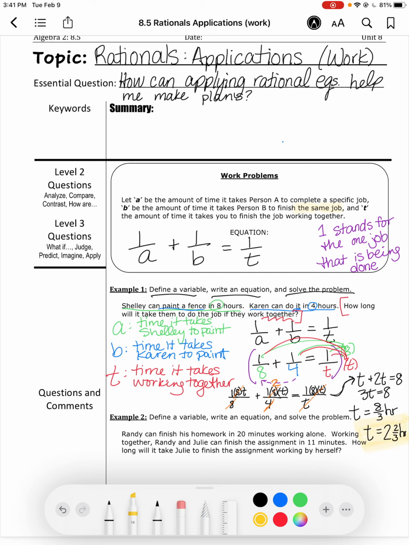So that is our solution there. It takes them 2 hours and 2/3 of an hour to solve it together. Or rather, to paint the fence together. I'm talking about solving because we're solving together.